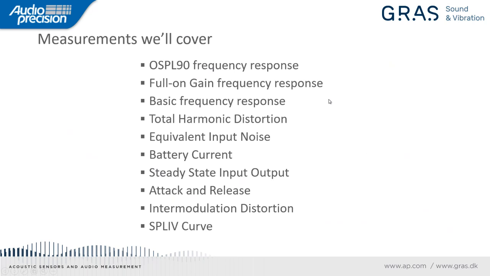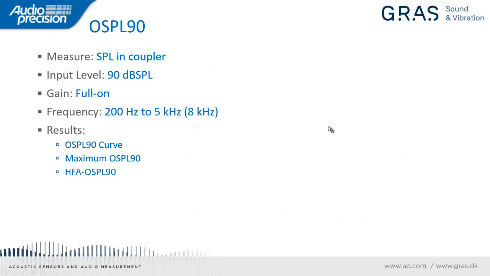So let's have a look at what some of these measurements are in detail. OSPL 90 stands for output sound pressure level for an input sound level of 90 dB SPL. For most of these measurements, we measure the sound pressure level in the coupler. The input level in this case is 90 dB SPL. The gain of the hearing aid is full-on gain, or maximum volume. And the frequency range is 200 Hertz to 5 kilohertz for the production test standards, and extends up to 8 kilohertz for the Part 0 or R&D standard.